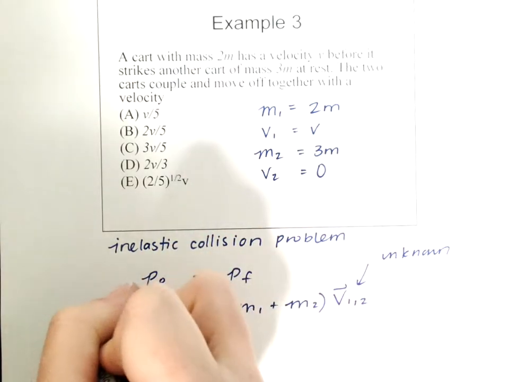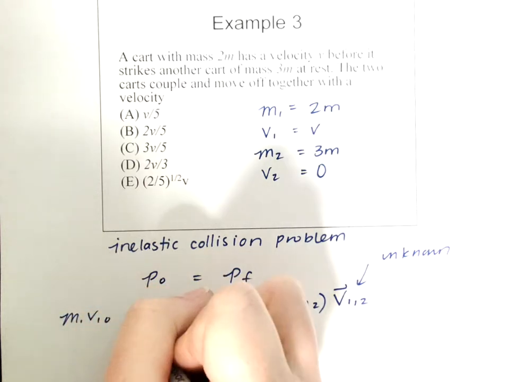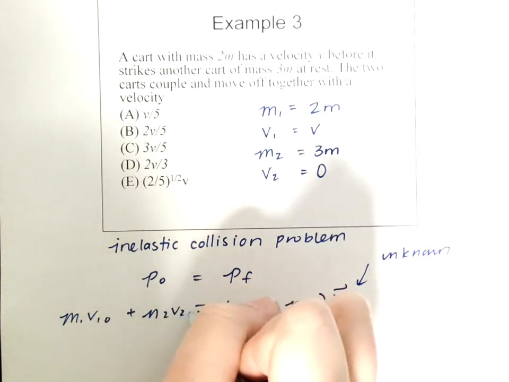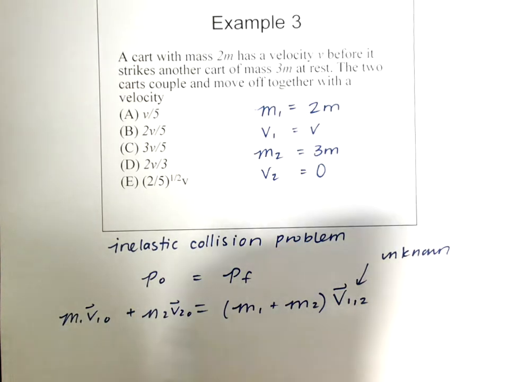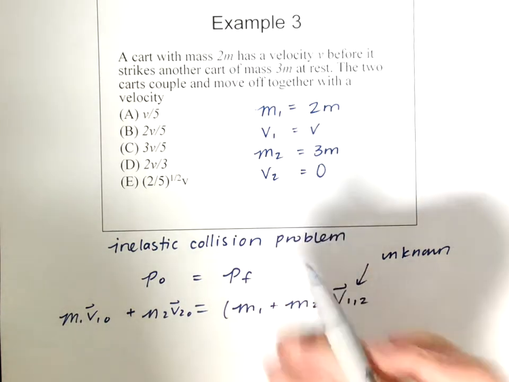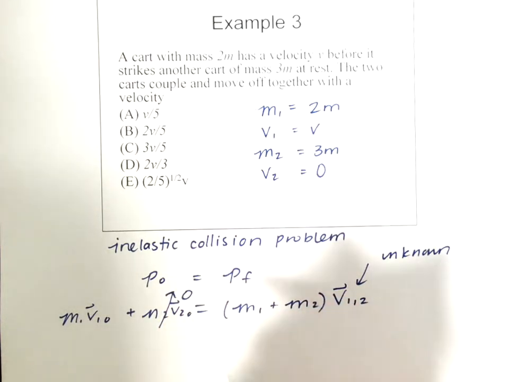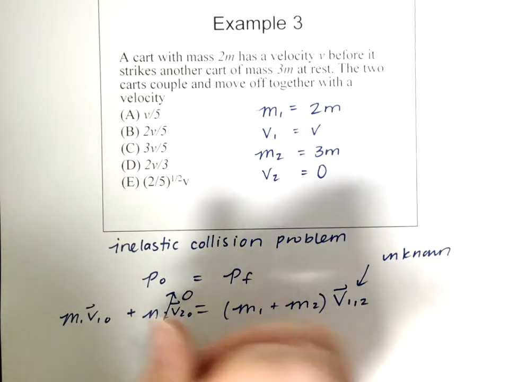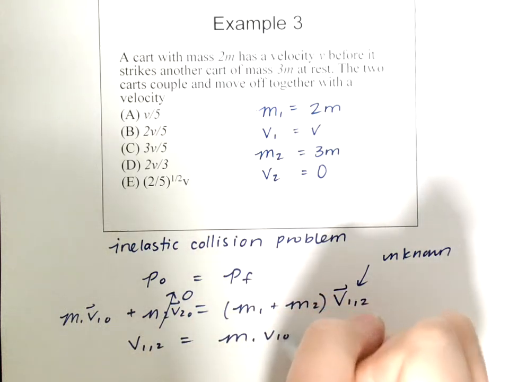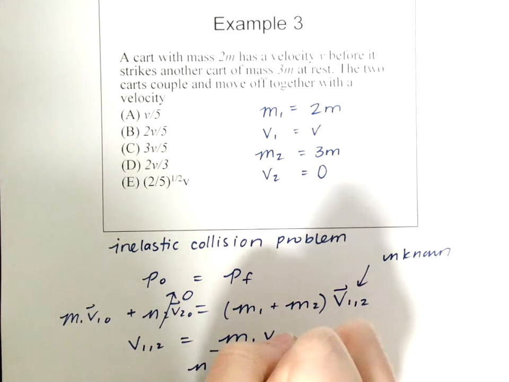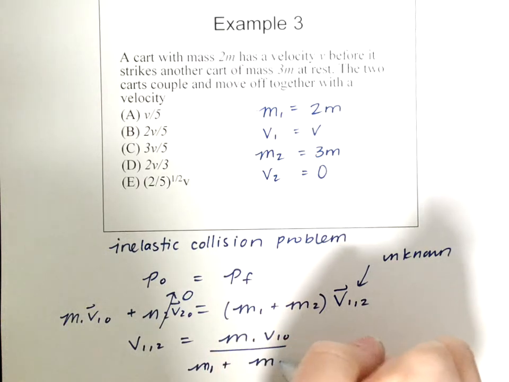So we'll have an M1V1 plus M2V2. When we solve for V12, well, first of all, let's rule anything out that has zeros. Since V2 initial is 0, that cancels this whole term out. And when we solve for V12, we get M1 V1 initial divided by M1 plus M2.